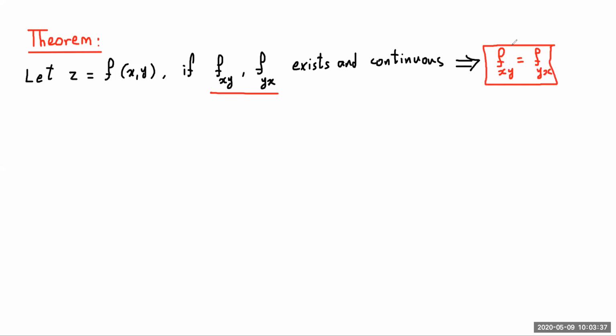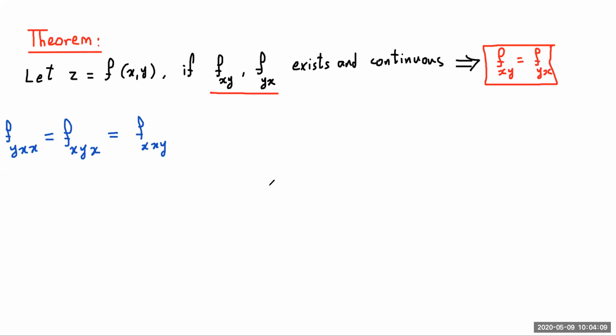Then after that, we can generalize this. So we can write that if we have fxyx, we can write it fxxy, or we can write here also fyxx, etc. So we can commute all these partial derivatives.